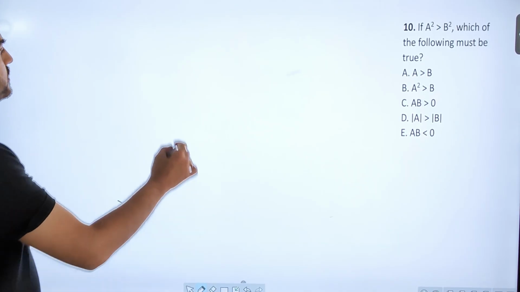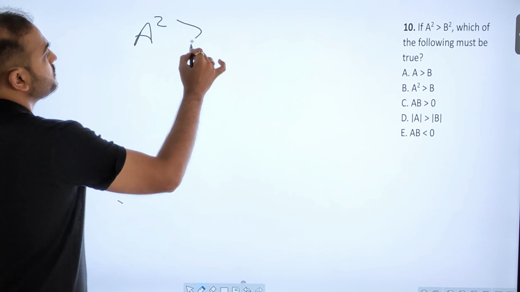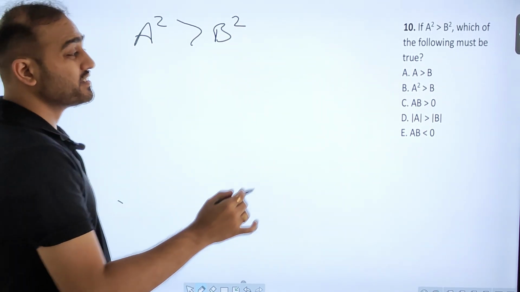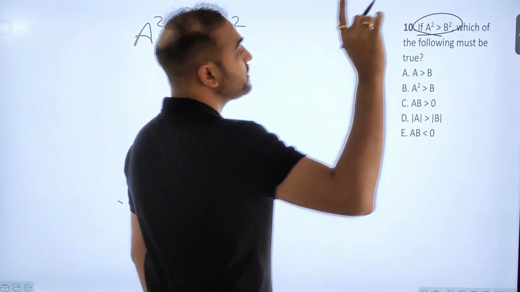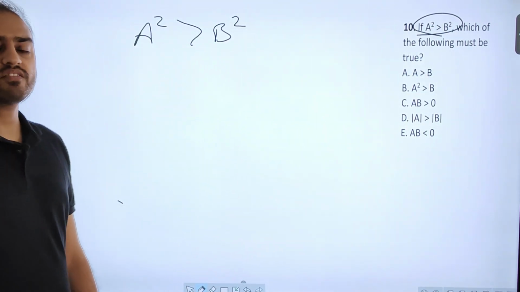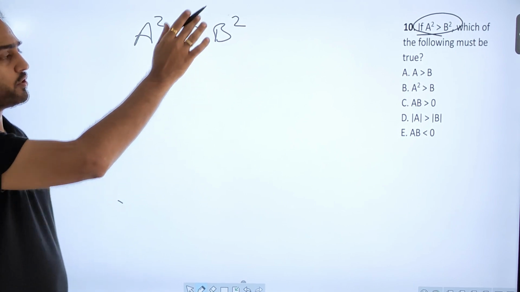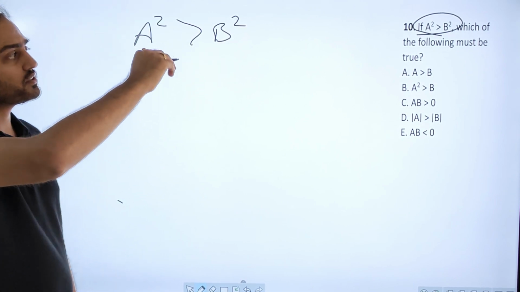Alright, moving to the next one. So we know a square is greater than b square. It's an interesting question. This takes us to the previous topic, absolute values. Those of you who have not watched that, please go and watch that. You learn this concept there.